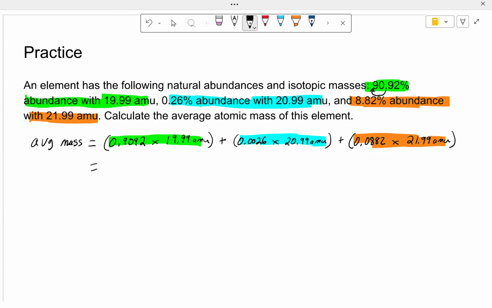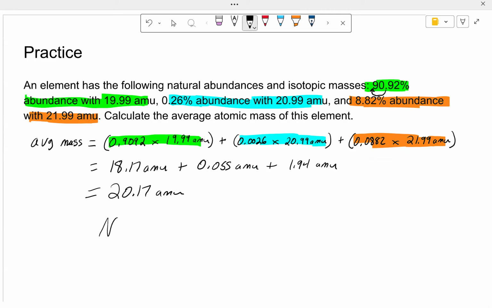So I'm going to do each of those terms individually. Plug those into your calculator. The first term, 18.17 atomic mass units. The second term, 0.055 atomic mass units. And then the third term, 1.94 atomic mass units. Add all those up, and it comes out to a value of about 20.17 AMU. Now you could probably look that up on a periodic table and see the only one that has an atomic mass super close to that is the element neon.